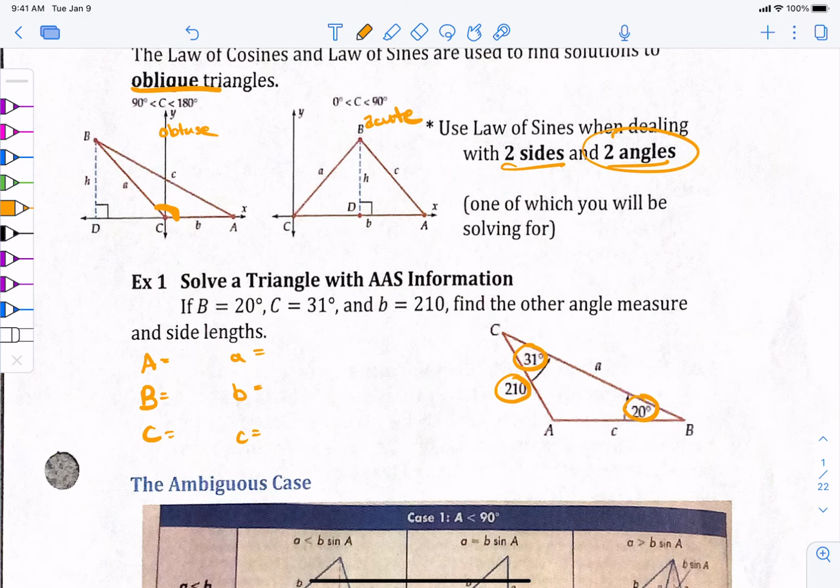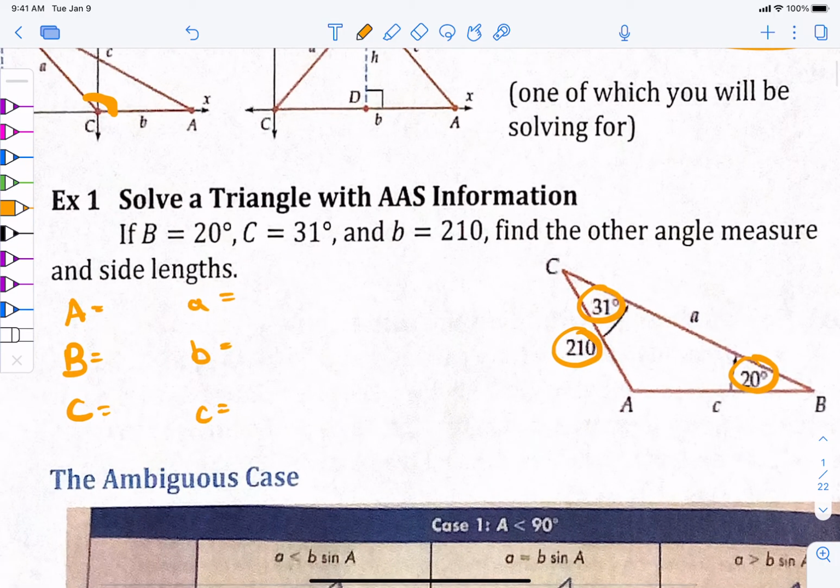All right, so let's label some things. What is 31 degrees? Angle C, so put 31 degrees in angle C. Angle B is going to be 20 degrees. And what is 210? Side B. How do you know that? Because it's opposite from angle B, so it is side B, okay?